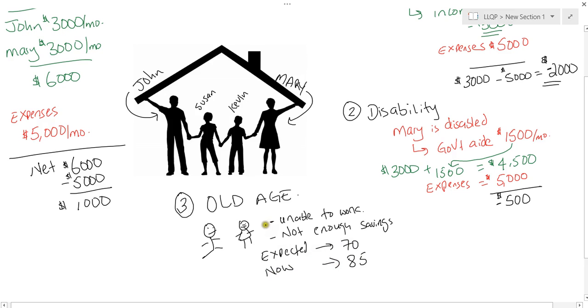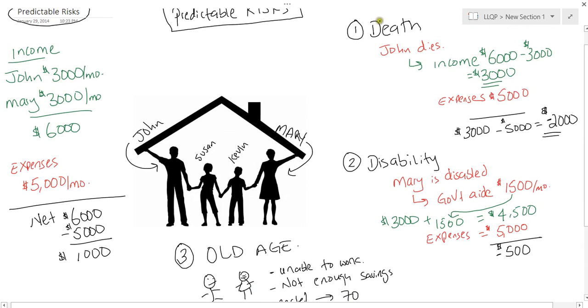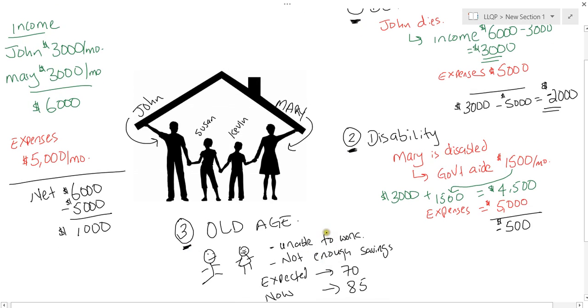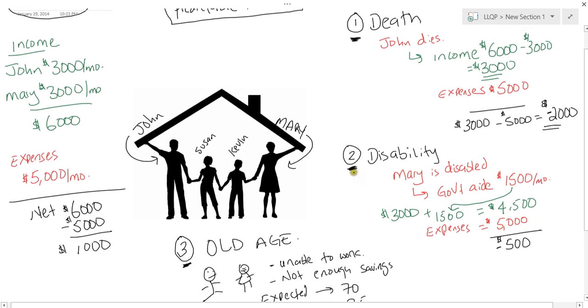Well, that's a risk because they won't have income. And so we will deal with insurance products and so forth that will try to address these three risks: the risk of dying, the risk of being disabled, and the risk of being old and not having enough in savings and not having adequate income to support their lifestyle. Okay, thank you.